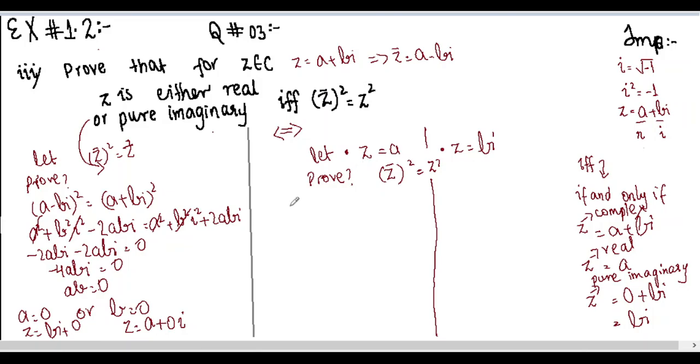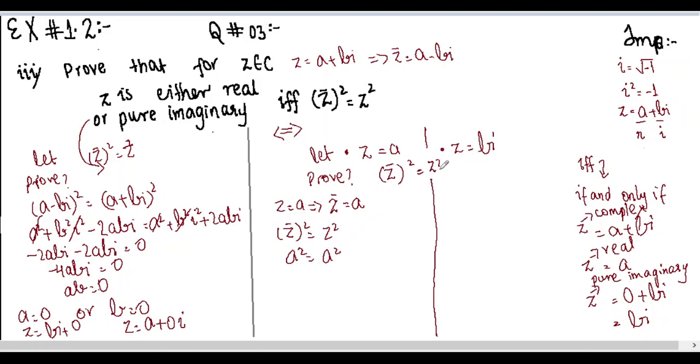Okay, so now it is like z equals a. So when z equals a, z conjugate. What is z conjugate? It's changing the sign of the imaginary part. There is no imaginary part. It's only real. So z bar is also equal to a. Now z bar whole square equals z square. Z bar is a square equals z square is also a square.